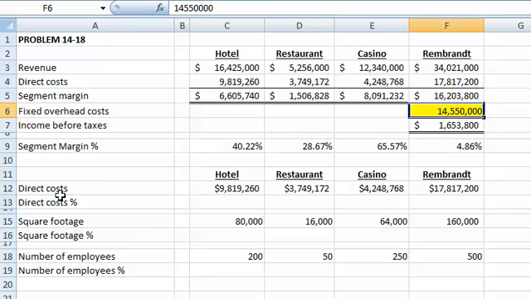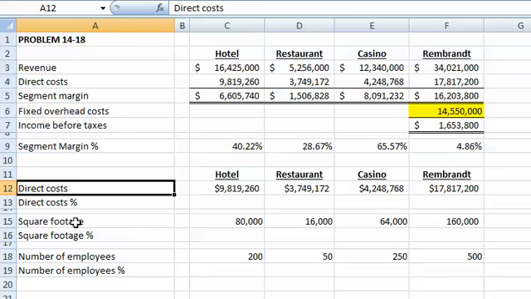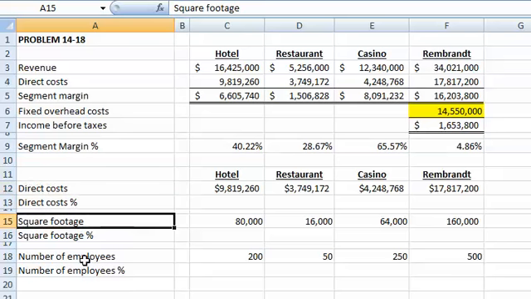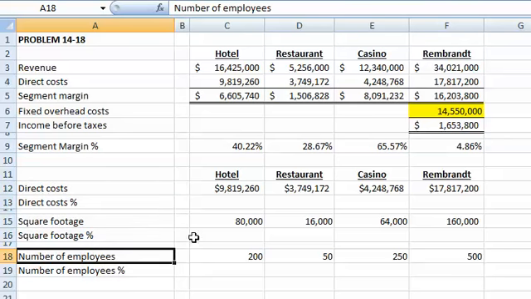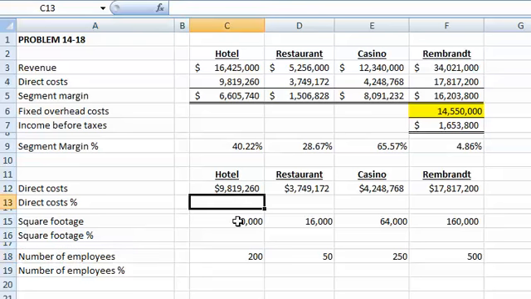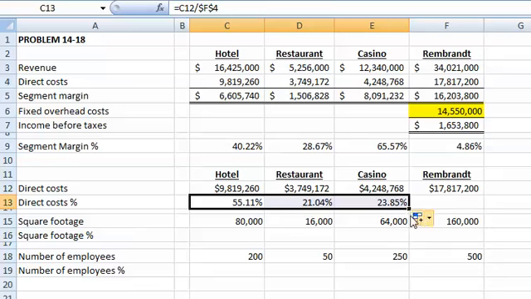All right, our next step is to decide how we are going to allocate this $14 million in common fixed overhead. Again, we'll consider first direct costs, an allocation based on square footage, and an allocation based on number of employees. The hotel is incurring $9.8 million of the total $17 million in direct costs, or 55% of the total direct cost. The restaurant is incurring 21% of direct costs, the casino 23%, and again we want to make sure that this row sums to 100%.